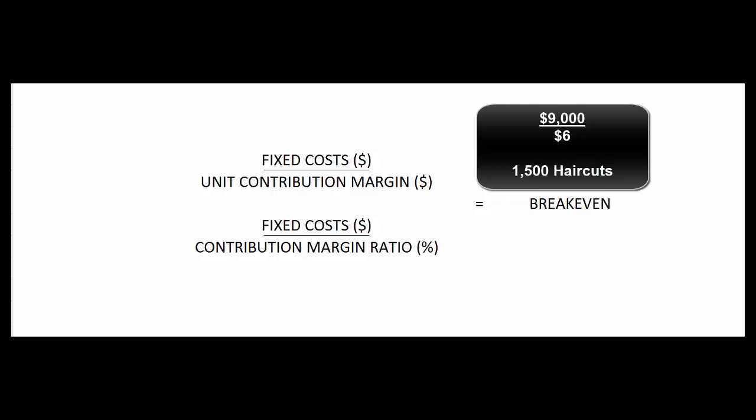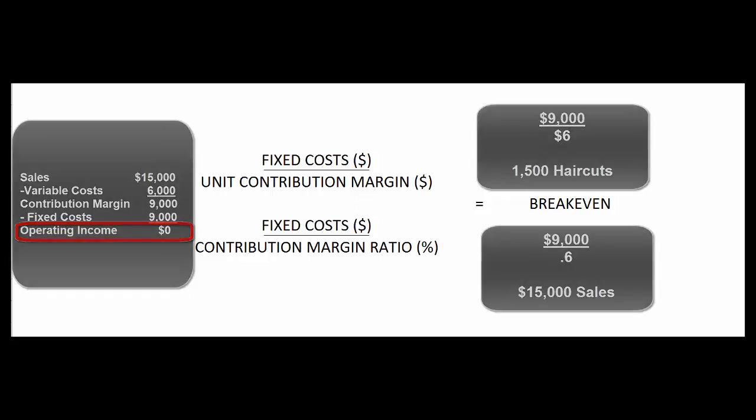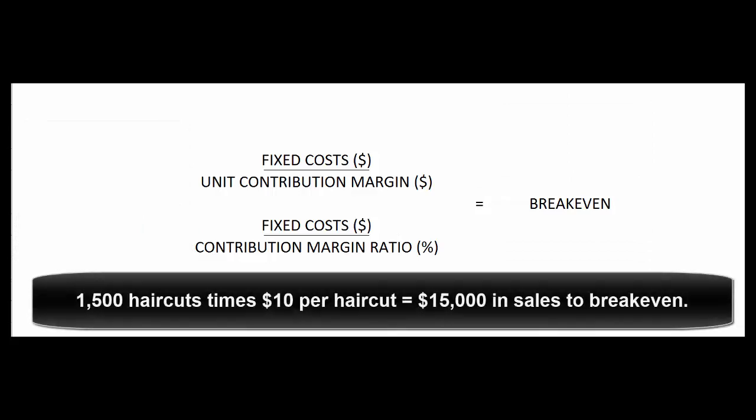To get the same answer but expressed in dollars, we'll divide by the contribution margin ratio. So we'll take that $9,000, divide it by 60%, and we'll come up with $15,000. And that's the same answer, just expressed in 2 different ways. It takes us 1,500 haircuts to break even, and we charge $10 per haircut. That's sales of $15,000.